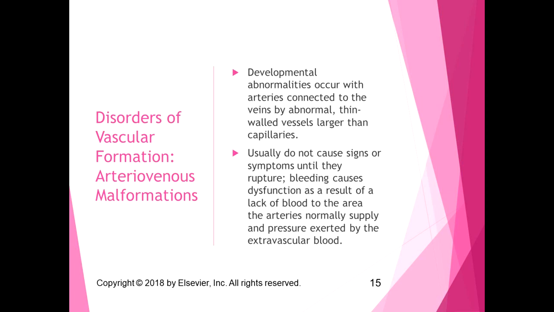So sometimes you get developmental abnormalities occurring where the arteries connect to the vein. Instead of having the normal capillary beds, you have abnormal thin-walled vessels that are larger than capillaries. And they're called arteriovenous malformations. You can go along your whole life with arteriovenous malformations with no signs or symptoms unless they rupture. When they rupture, bleeding causes dysfunction as a result of lack of blood to the downstream area and pressure exerted by the extravascular blood.